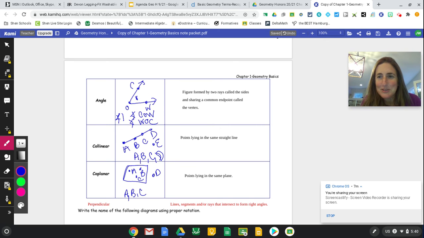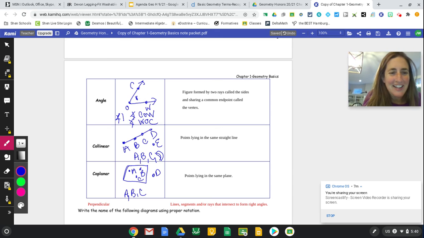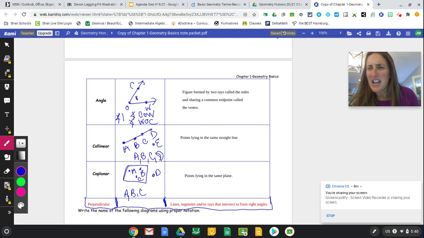Oh, Mrs. Warner forgot a term, so I had to throw it on the bottom. I'm really sorry. If you're OCD like me and it doesn't have the boxes, we're going to have to draw them in here. So I forgot about perpendicular. I don't know why I left that off. Perpendicular are lines or segments or rays that intersect to form right angles.